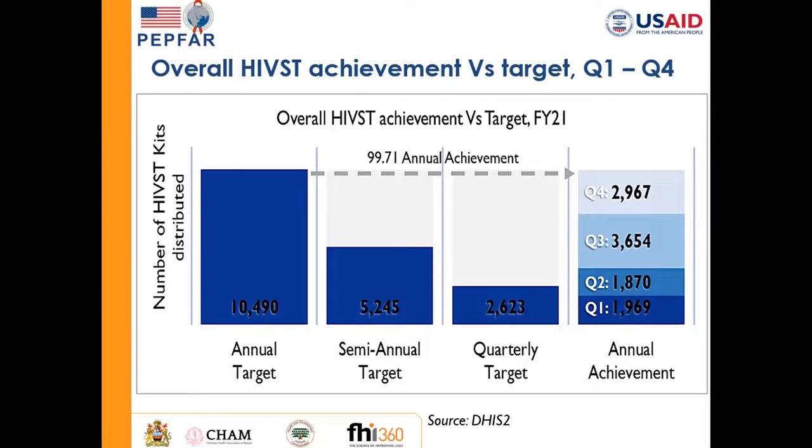Out of the adolescent girls and young women who accessed SRH services, 10,460 adolescent girls and young women accessed the HIV self-test kits. So HIV self-testing was also part of the comprehensive package that the Malawi Empower Activity is offering to adolescent girls and young women. And out of the 10,460 HIV self-test kits that were distributed, about 10,253 adolescent girls and young women accessed these self-test kits. This achievement demonstrates about 90% that we were able to register in the reporting period.